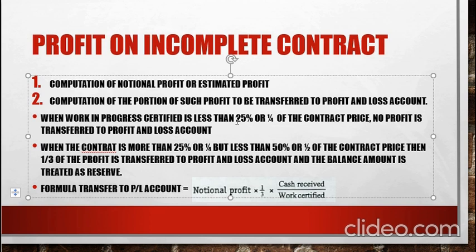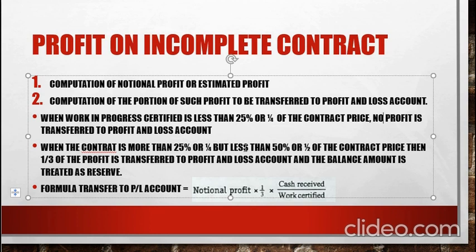So when the percentage of work certified is less than 25% or one fourth of the contract price, no profit is transferred to profit and loss. Everything will be transferred to your general reserve, because the work was not completed fully, so you can't transfer the amount to profit and loss. Everything will be transferred to your general reserves to carry on the work.